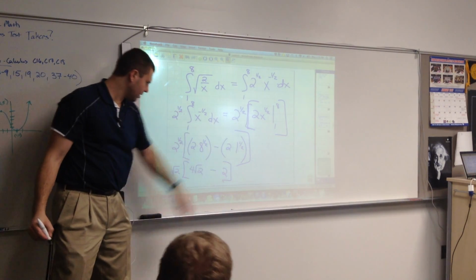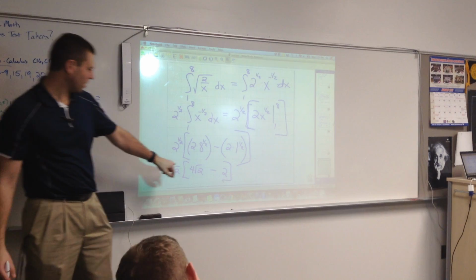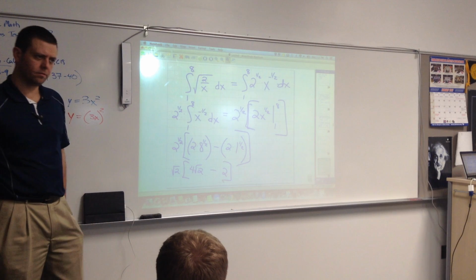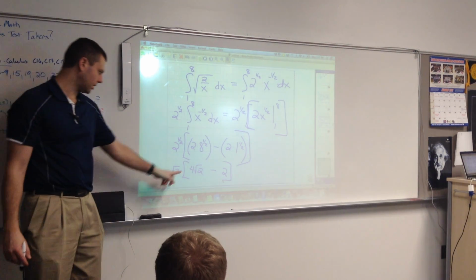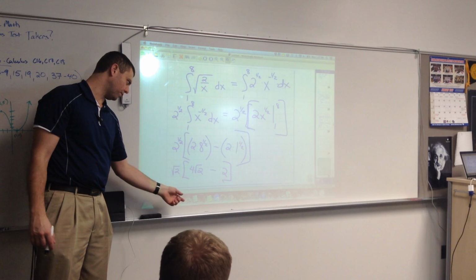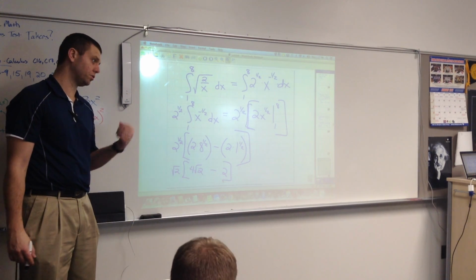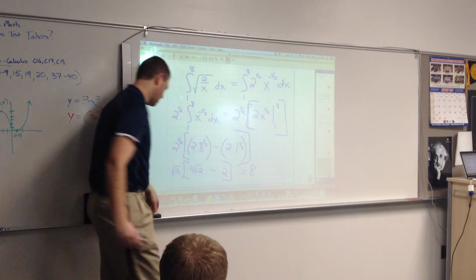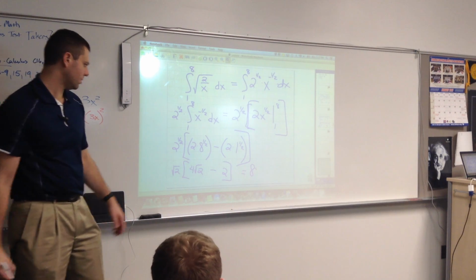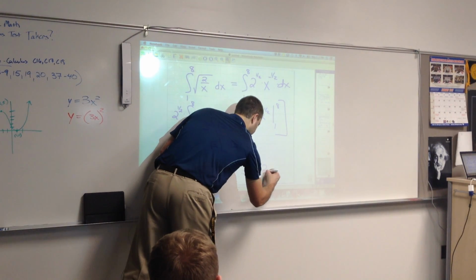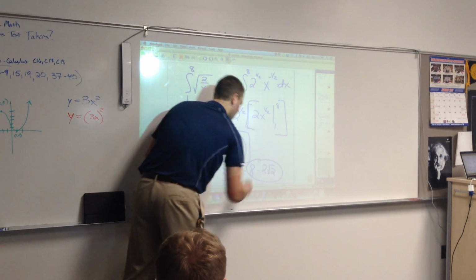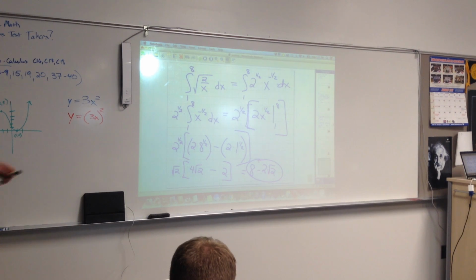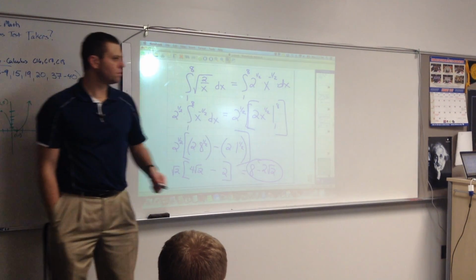This is 4 root 2. That's 2. These aren't like terms, but I'll go ahead now and distribute. Root 2 times 4 root 2 is 8, because root 2 times root 2 is root 4, so I'd have 4 root 4, but root 4 is just 2. So 4 times 2, that'd be 8. And then root 2 times negative 2, minus 2 root 2. So the area under this curve from 1 to 8 would be 8 minus 2 root 2.